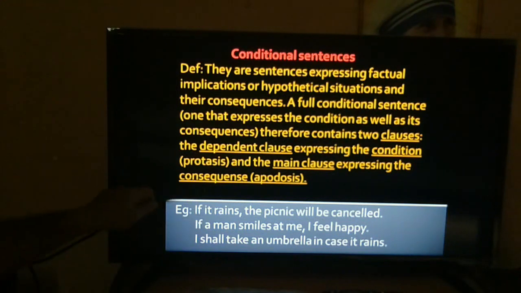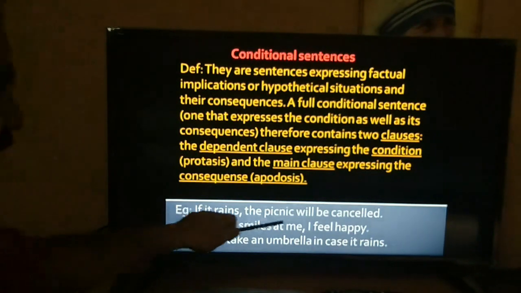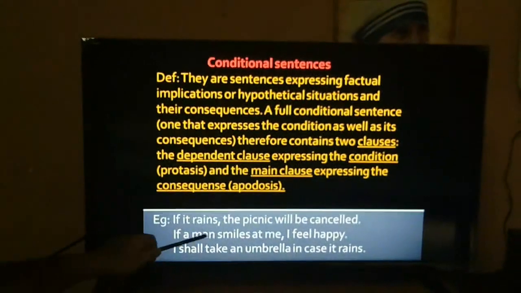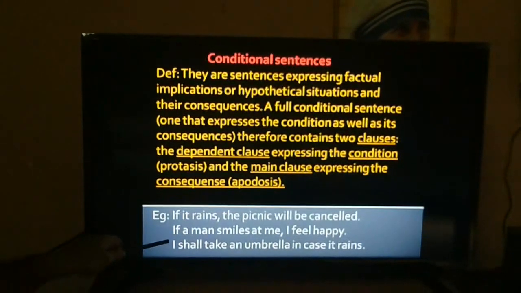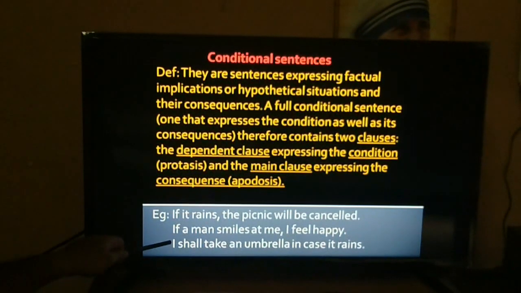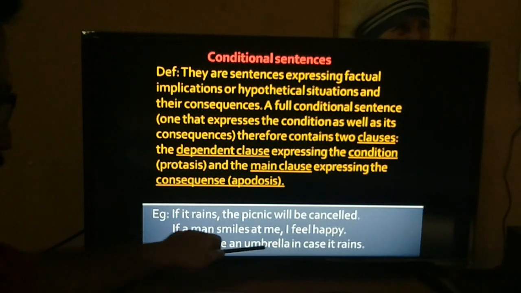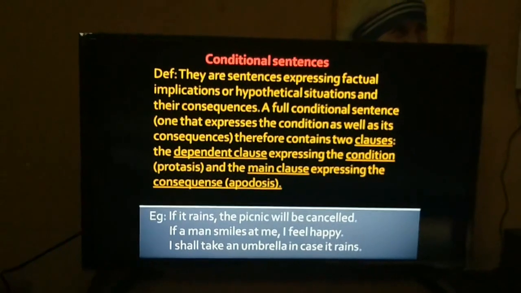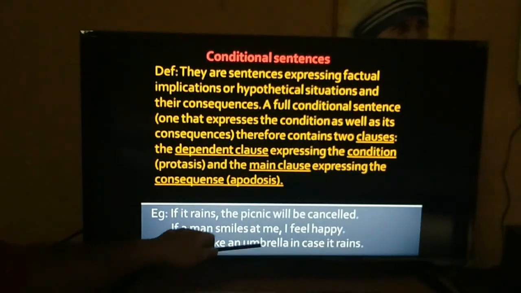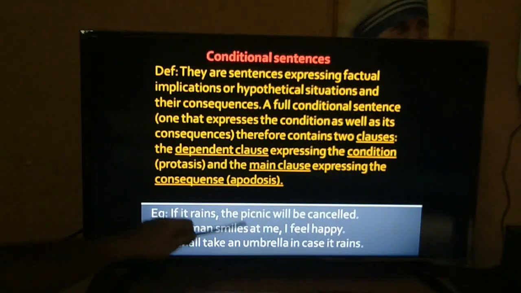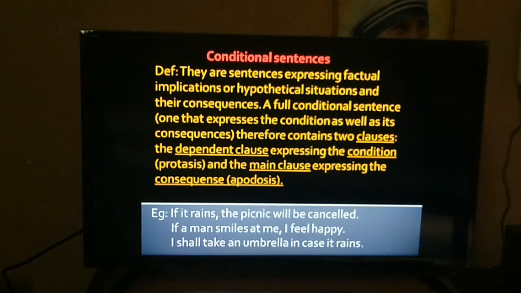In the first 2 sentences we have the if clause first, and after the if clause we use a comma. The first sentence, if it rains, comma; the second sentence, if a man smiles at me, comma. But in the third sentence we don't start with the if clause. Here we have the main clause first. I shall take an umbrella in case it rains. In case means if. Here there is no comma. So take note of this.